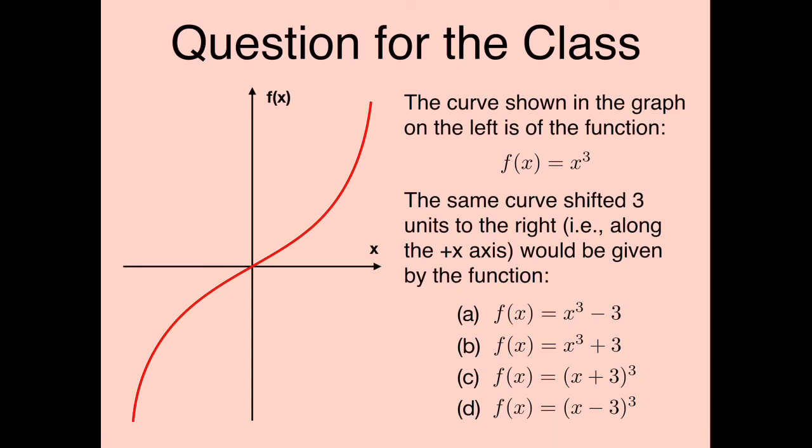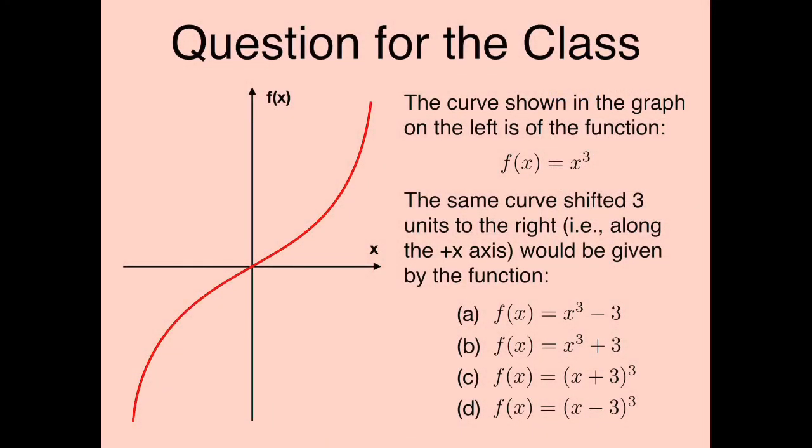Would f of x be equal to x cubed minus 3 like this? Would it be x cubed plus 3 like this? Would it be x plus 3, that whole thing cubed? Or would it be x minus 3, that whole thing cubed? So which one of those options shows us the function being shifted 3 units to the right along the positive x direction? So pause the video, think about it for a second, and see if you can come up with the right answer, okay?